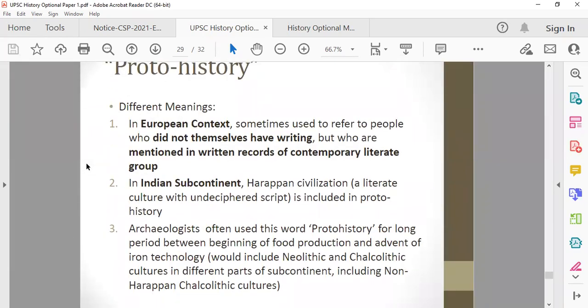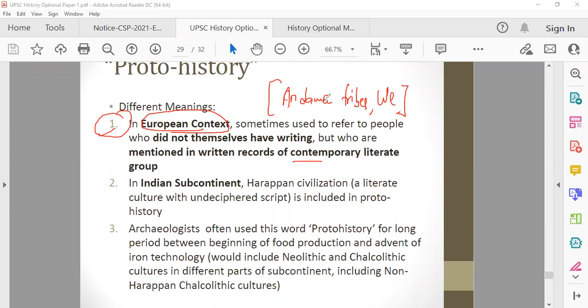Proto-history. This part we have just done. What is the meaning of proto-history? Most of the people will only talk about one, that is the European context: people who do not themselves have writing, but are mentioned in contemporary groups. We have just taken the example of, let's say, Andaman tribes, some of whom may not know writing. If 100 or 200 years after, people have to read about the Andaman tribes, they will read it from our context, what we were talking about the Andaman tribes. So this tells you something about what is proto-history from the European context.